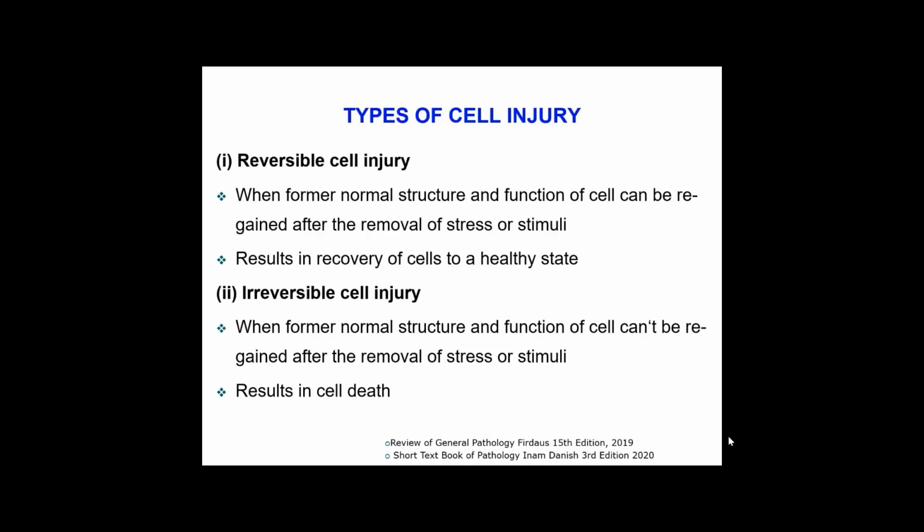There are two types of cell injury: reversible cell injury and irreversible cell injury. In reversible cell injury, when the physiological or pathological stresses are removed, the cell will regain its normal structure and function, and the cell will recover into the normal healthy state.